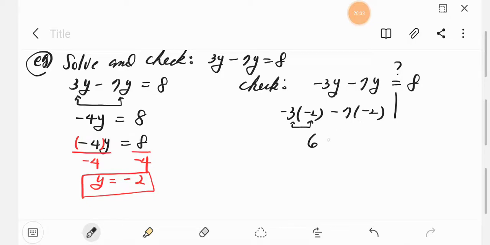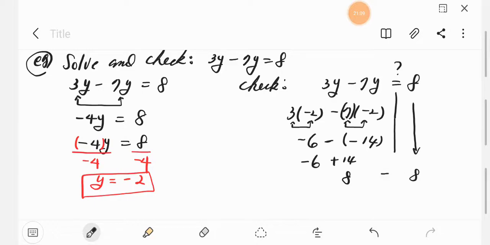And then minus this, 2 is what? This is 7 and negative 2, right? So that will be negative 14. And this is 6 plus 14. So, wait a minute, I'm sorry. This is 3y, right? So this is negative 6. So negative 6 plus 14, that is 8. And then the right side is also 8. So they are equal. So negative 2 is the solution.